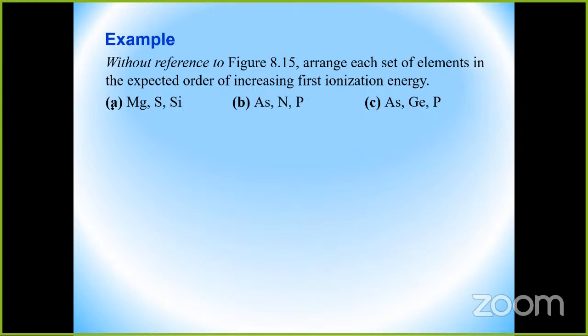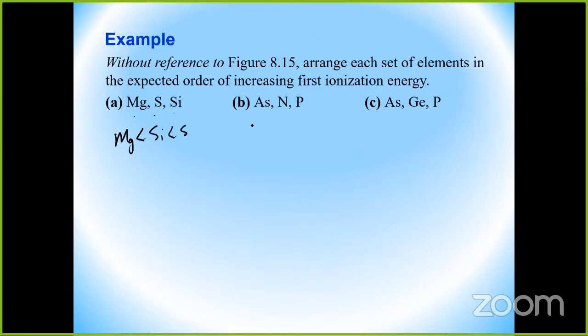So let's start with A, magnesium, sulfur, and silicon. So based on their relative positions in the periodic table, which would you expect to have the lowest? Now, looking at this, magnesium, sulfur, and silicon are in the same period. So which would you expect to have the lowest ionization energy? Magnesium, followed by silicon, and then sulfur. Very good.